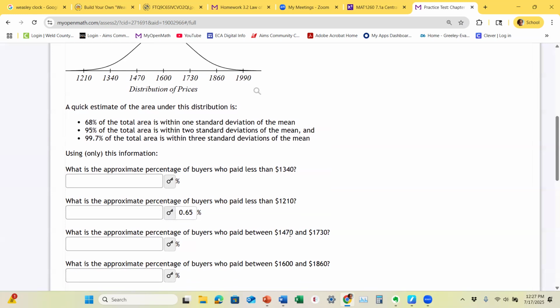But you already know what 1470 to 1730 is. That's within one standard deviation. That's -1 to +1 on the Z. So that's just our friendly 68% there.